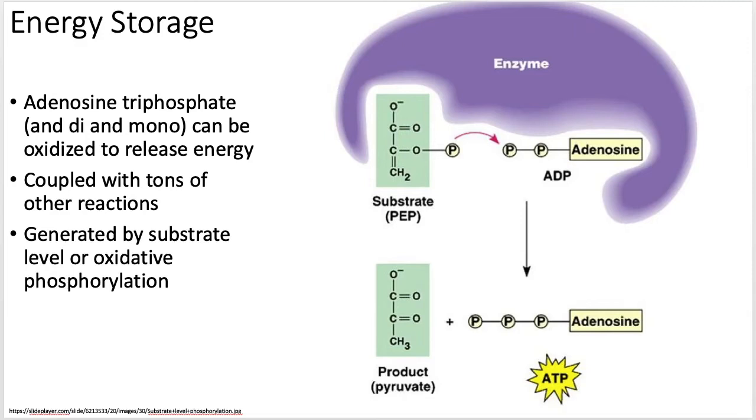Okay, so substrate level happens during glycolysis, and that's where you're physically pulling a phosphate off and sticking it onto ADP to make ATP. Okay, so that's substrate level phosphorylation. We're going to talk a lot more about that later on when we talk about the citric acid cycle. I actually want to talk about that next.